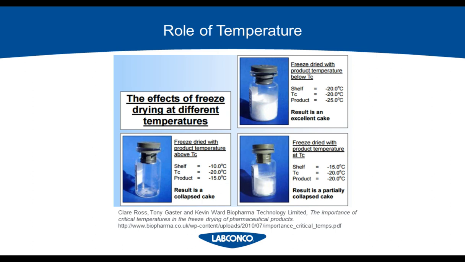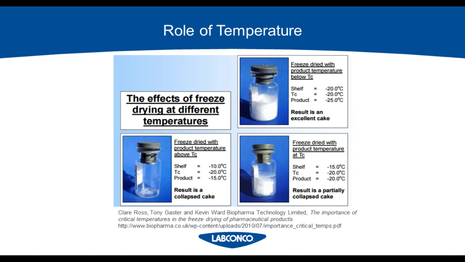With this run, the sample melted and underwent evaporation instead of sublimation when the shelf temperature was set at -10 degrees Celsius and the product was at -15 degrees Celsius. The example on the bottom right shows a result of a partially collapsed cake. With this run, they adjusted their shelf temperature to -15 degrees Celsius. With the last example on the top right, they again adjusted their shelf temperature to -20 degrees Celsius with a product temperature of -25 degrees Celsius and had a finished product with an excellent cake.